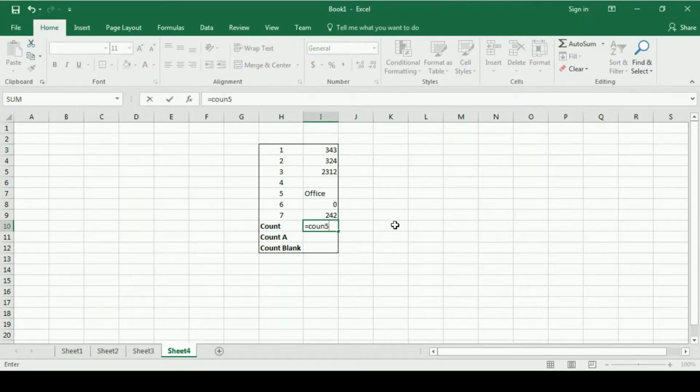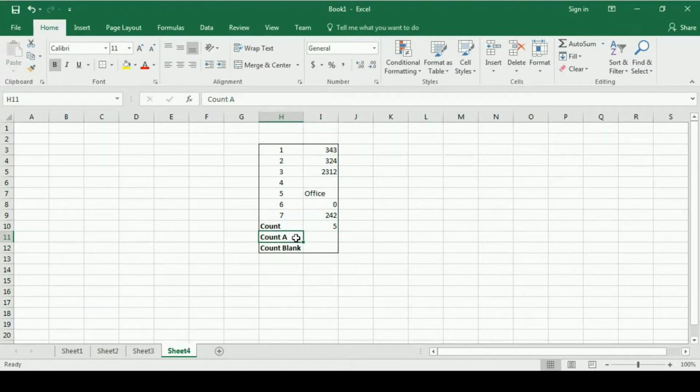Let us start with equal sign, COUNT, brackets, and select the whole range of the cells that we want the count to be performed on. Closing the parentheses and hitting enter, it shows us 5. So there are 5 numbers in these 7 cells.